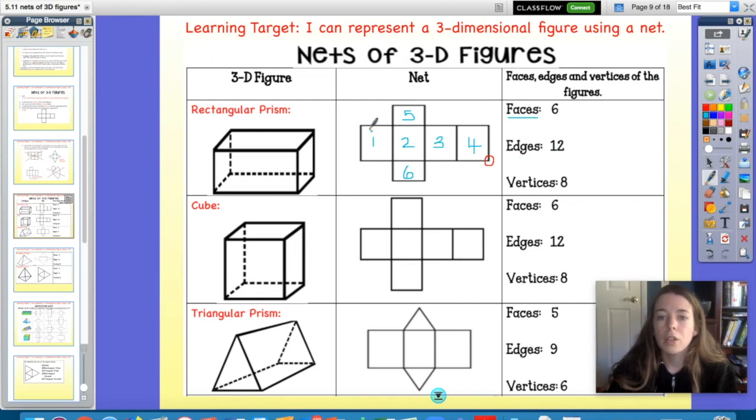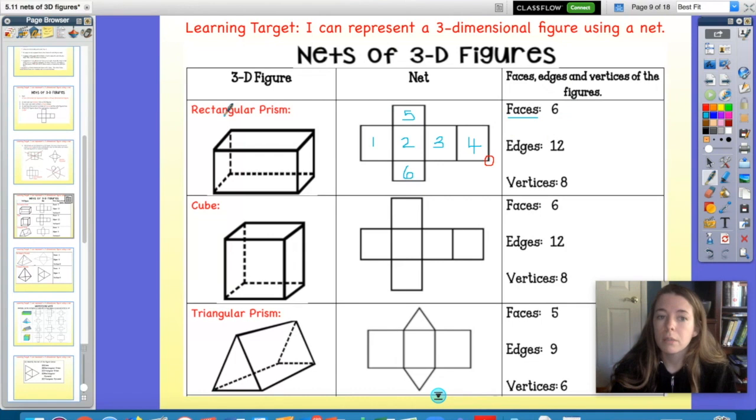So the edges, it's 12 connecting lines in this net, and the vertices, there are 8 corners where 3 of the edges would meet together. But once again, the faces are what's most important.